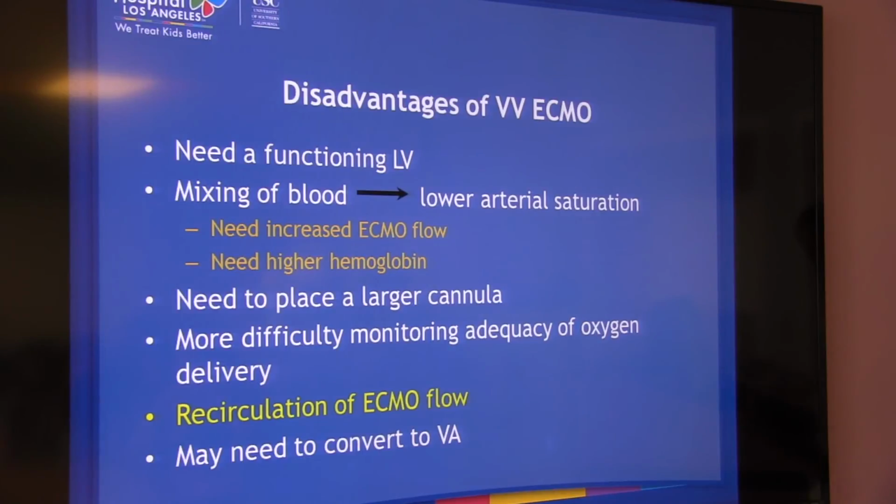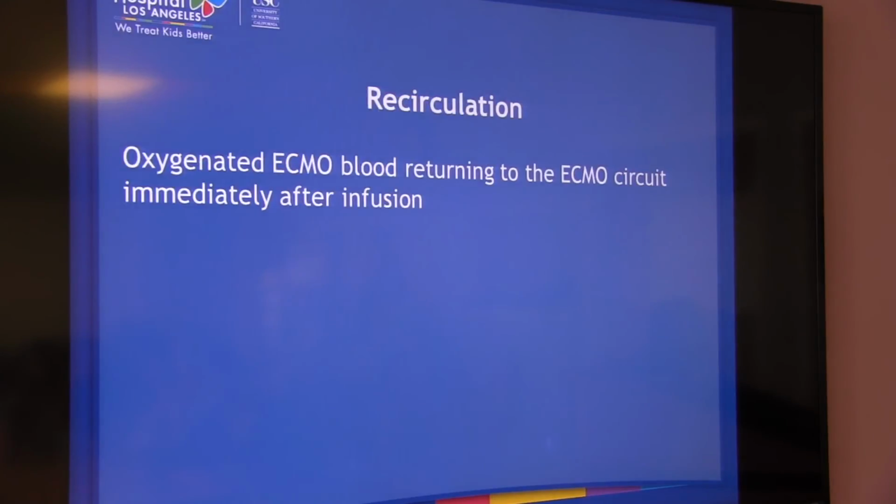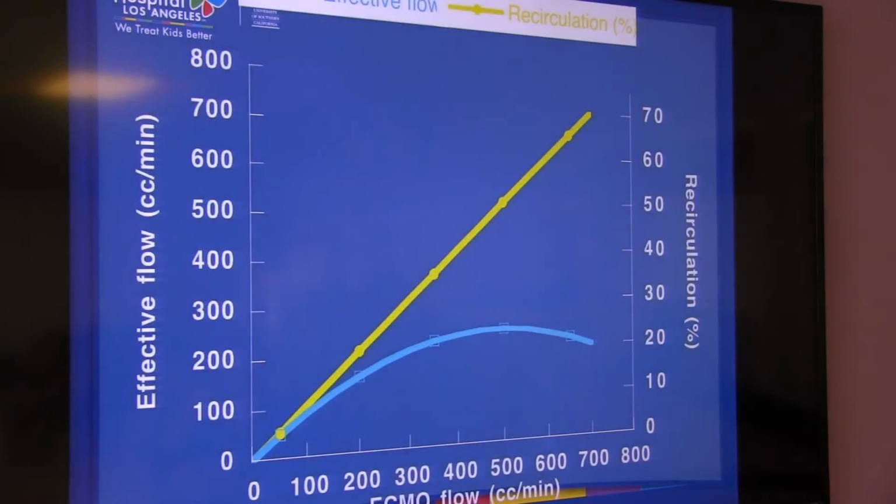If you go to different institutions, you'll find that they all kind of tend to do the same thing. So I would say for us on the spectrum here, we tend to be an institution that does less VV ECMO and goes more quickly to VA than other institutions. So recirculation, as Rachel was talking about, is that you've got this oxygenated blood coming right back to your circuits. We'll talk about this.